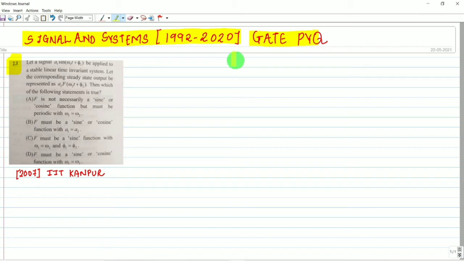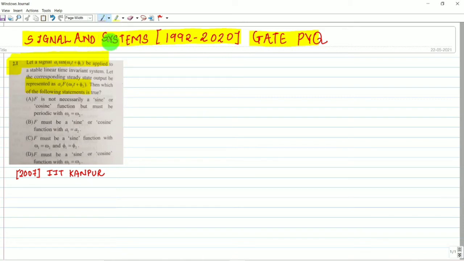Let's get started. What is given in the question? A signal A1 sine of omega 1 t plus phi 1 is applied as input to an LTI system, and the corresponding output A2 f of omega 2 t plus phi 2 is obtained. Then we have to comment on what f, A2, omega 2 and phi 2 should be. Understood?